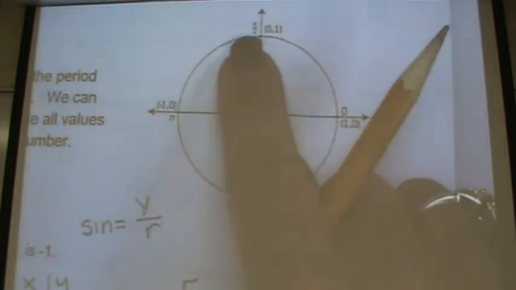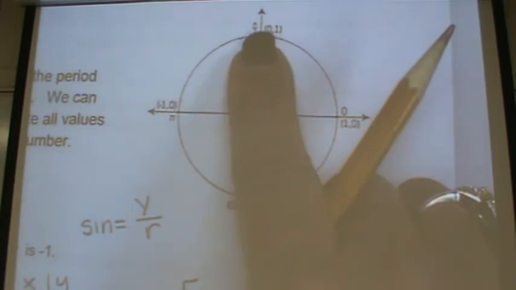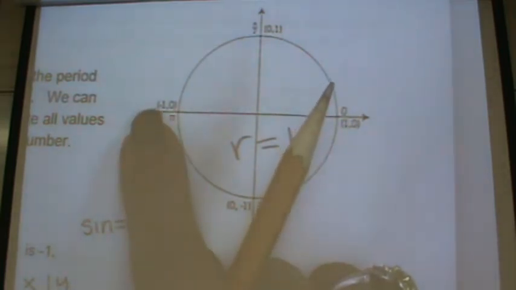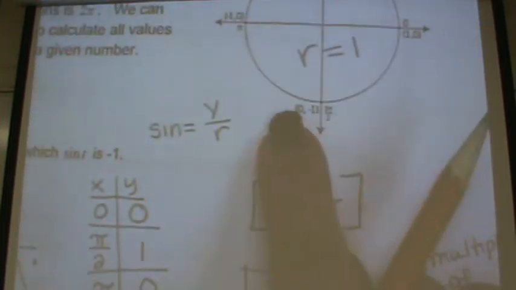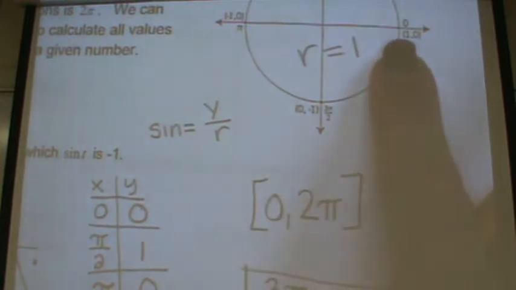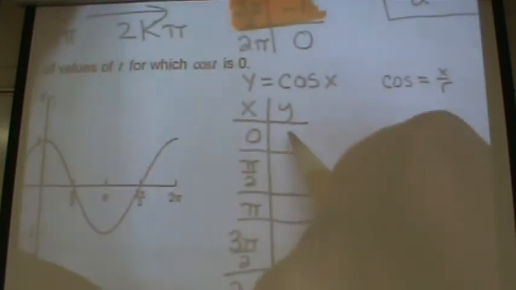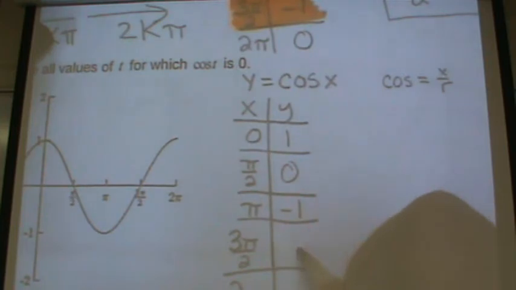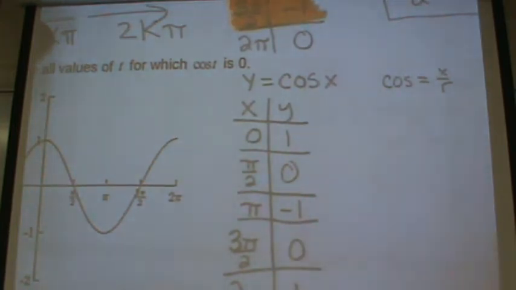At pi over 2, what's the x value? It's 0. 0 over 1 is 0. At pi, the x value is -1. -1 over 1 is -1. At 3 pi over 2, the x value is 0. 0 over 1 is 0. And at 2 pi, 1 over 1, which is 1. So that's where these numbers come from. So we have 0, 1, 0, -1, 0, and back to 1.